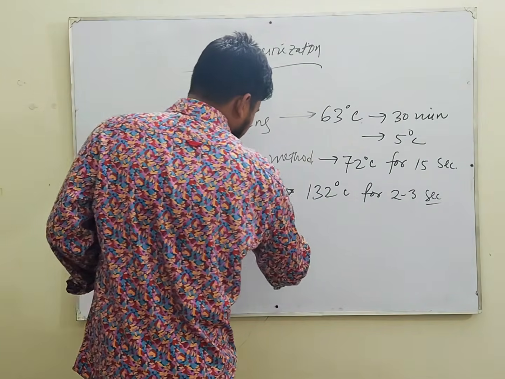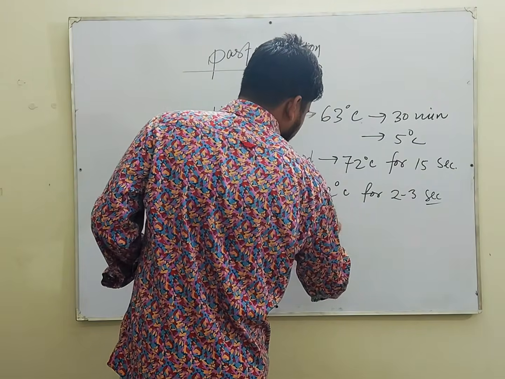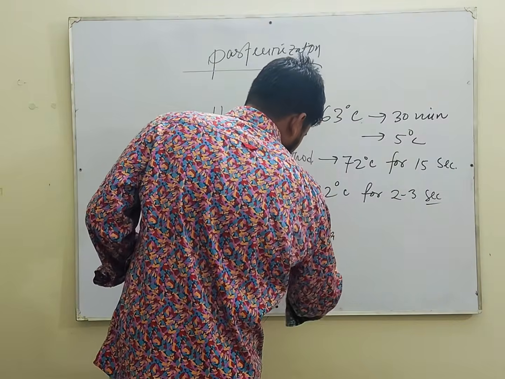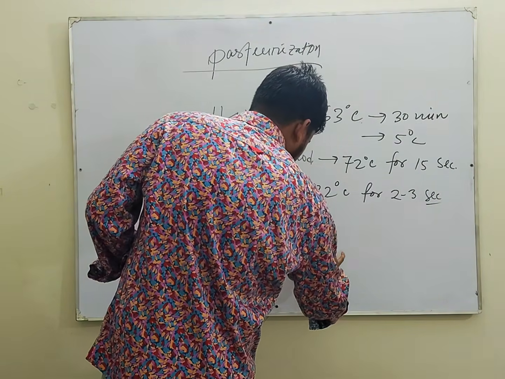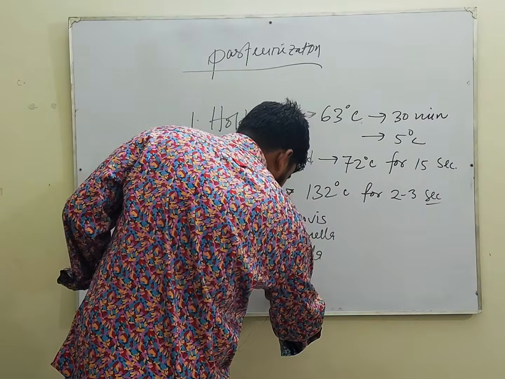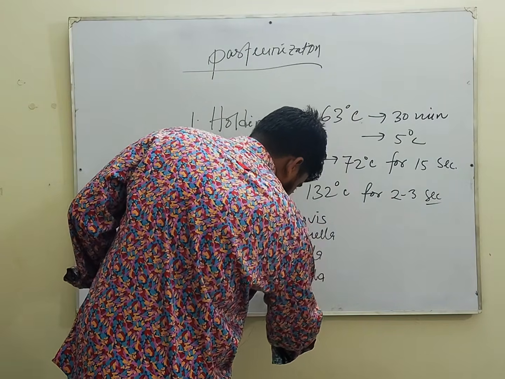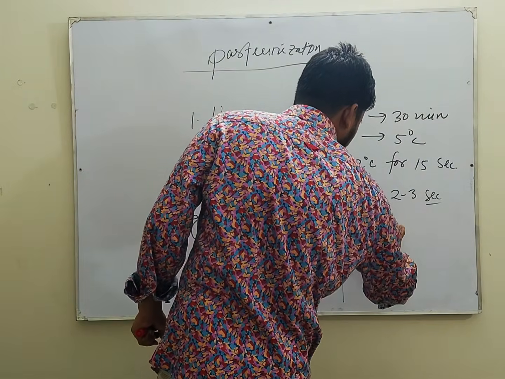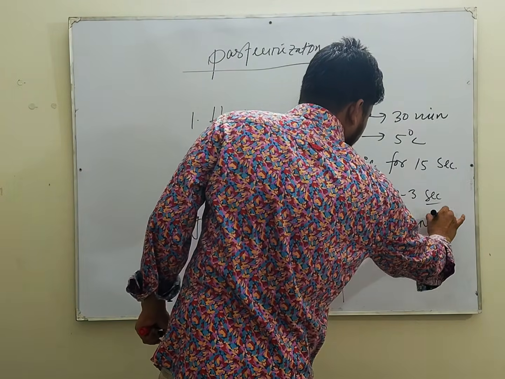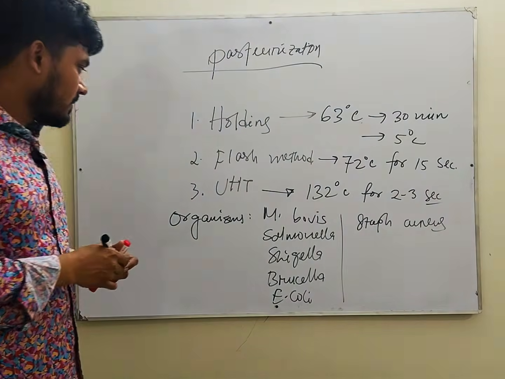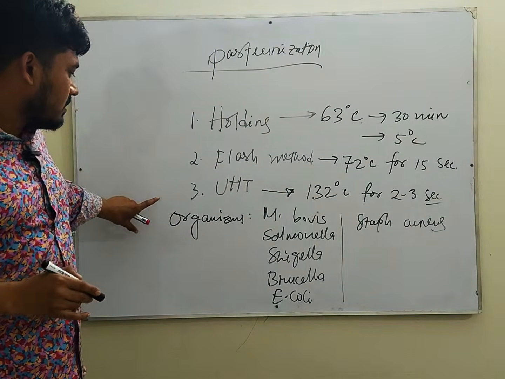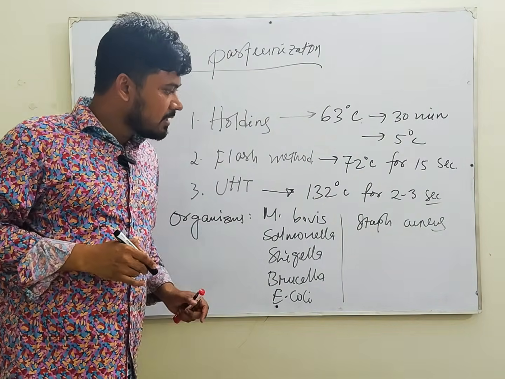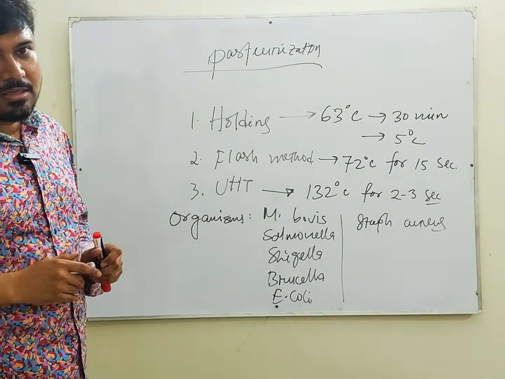are Mycobacterium bovis, Salmonella, Shigella, Brucella, E. coli, Staphylococcus aureus. So in pasteurization, these organisms are killed: Mycobacterium bovis, Salmonella, Shigella, Brucella, E. coli and Staphylococcus aureus.